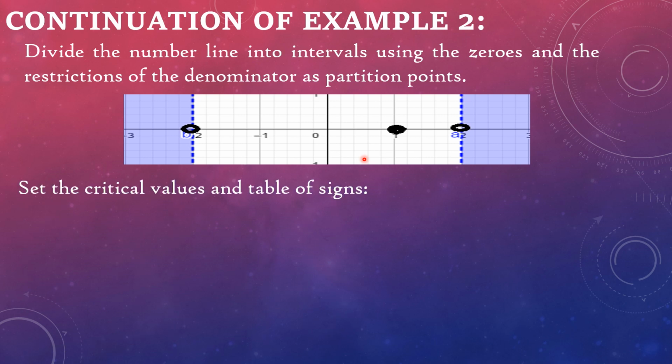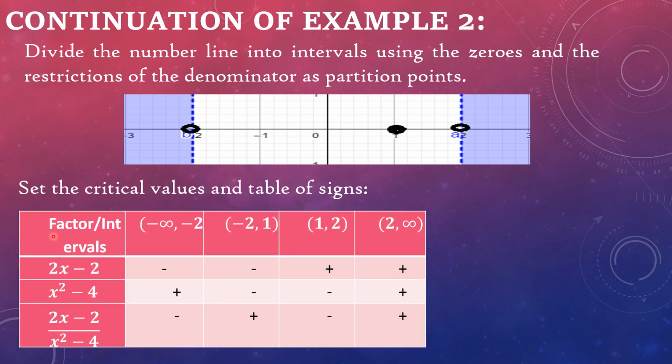Okay, and we will set the critical values and we'll use the table of signs. So this is our table. On this column are the factors. On this row are the intervals. So we have here the intervals: negative infinity until negative 2, negative 2 to 1, 1 to 2, and 2 until positive infinity. So we will just set values of x within each interval.